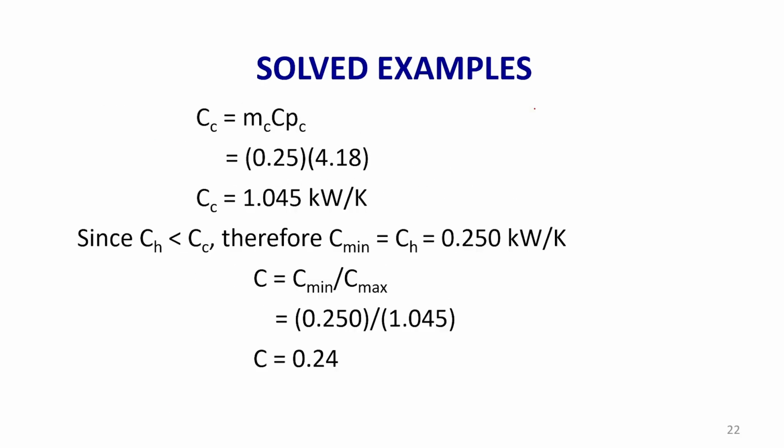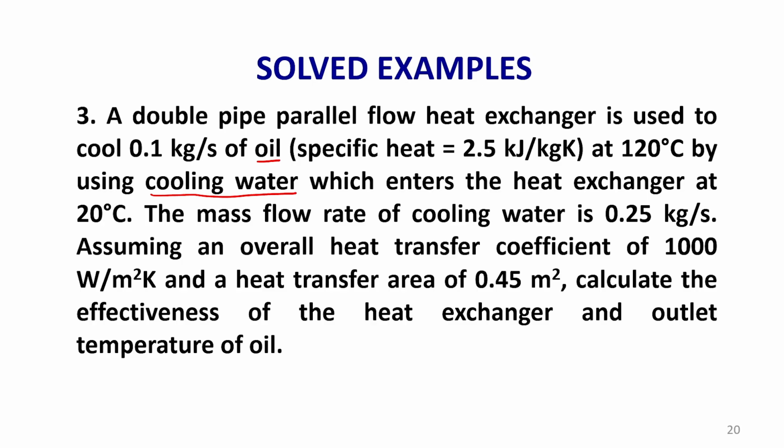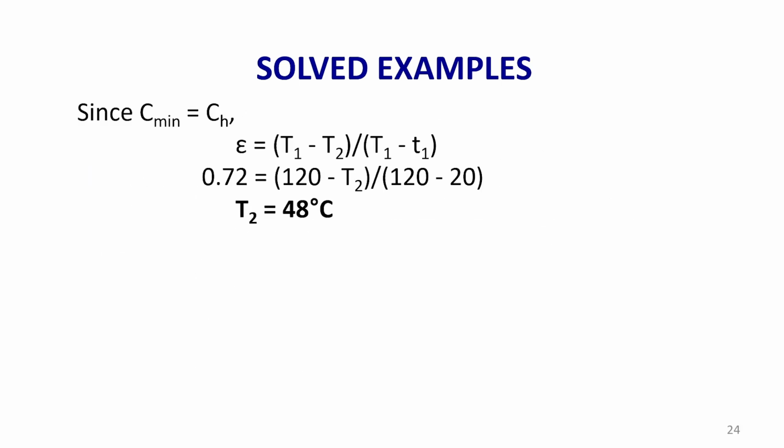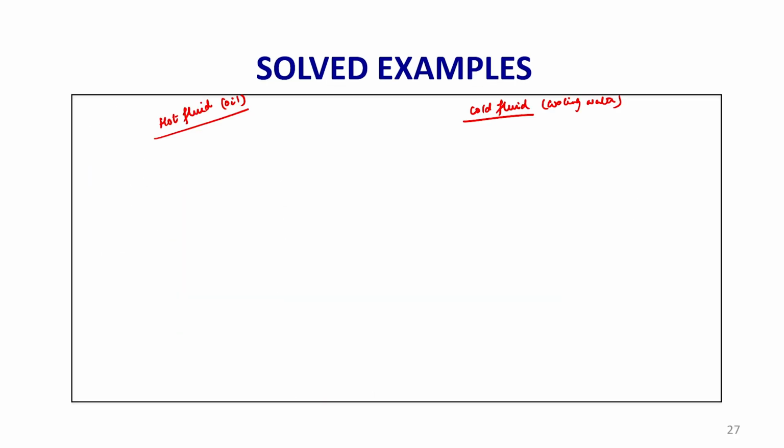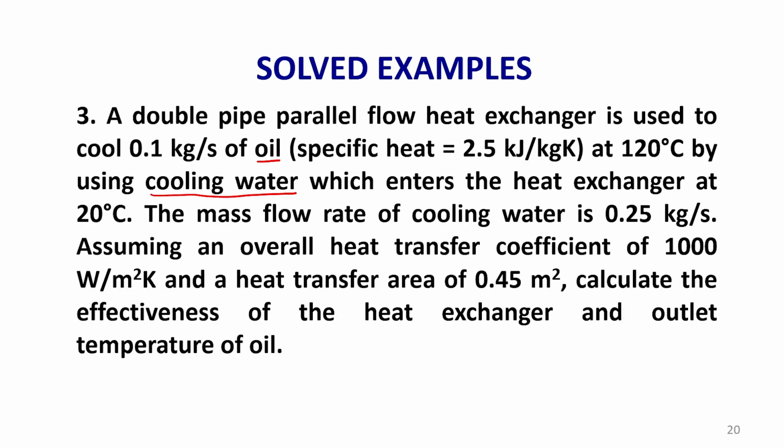So, the mass flow rates are m dot c and m dot h. The hot fluid inlet temperature is 120, its mass flow rate is 0.1. So, mh is given, capital T1 is given, capital T1 is equal to 120 degree centigrade, and its mass flow rate is, I think, 0.1 kg per second.